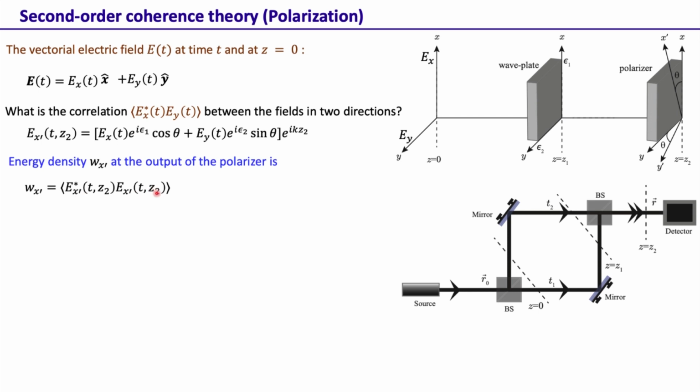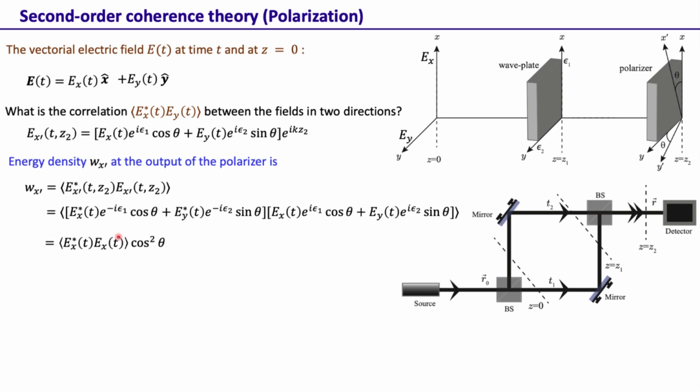So E star x prime, E x prime, we can simply calculate this. We put this in here, the starred quantity of this, and then the quantity itself, and if you multiply it, we see that from this one and this one, it's E star x Ex cosine square theta, E star y Ey sine square theta, and plus these cross terms.